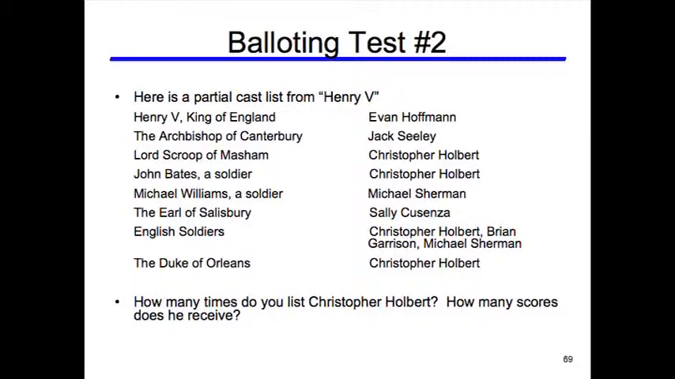How many say 4? How many say 3? The correct answer in this case is 3, because English soldiers is a group, and you can skip him in that list. All right, so he gets 3. Yes, you know who Christopher Holbert is based on his other 3 characters, but you skip English soldiers entirely.